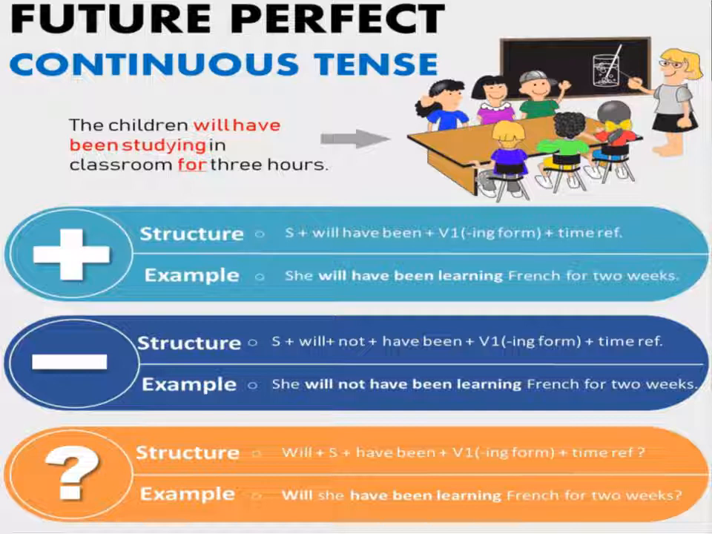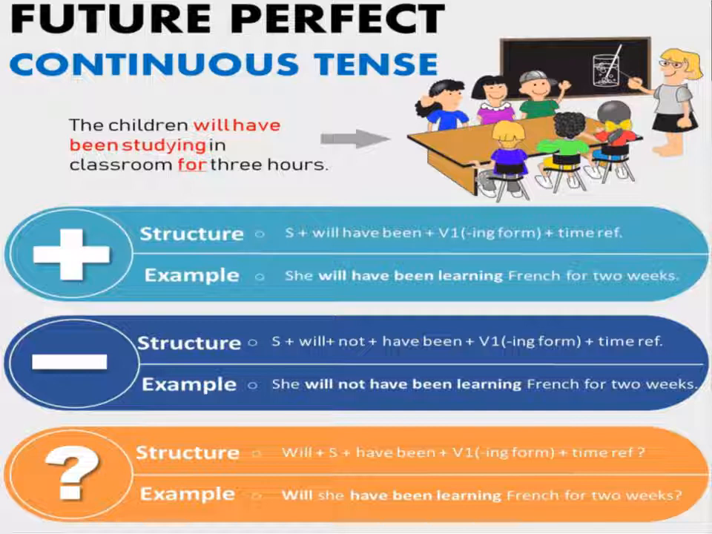Negative form, structure: subject plus will plus not plus have been plus verb ing form plus time expression or time reference. Example, she will not have been learning French for 2 weeks. We can make it short: she won't have been learning. Will not, we can shorten it to won't.